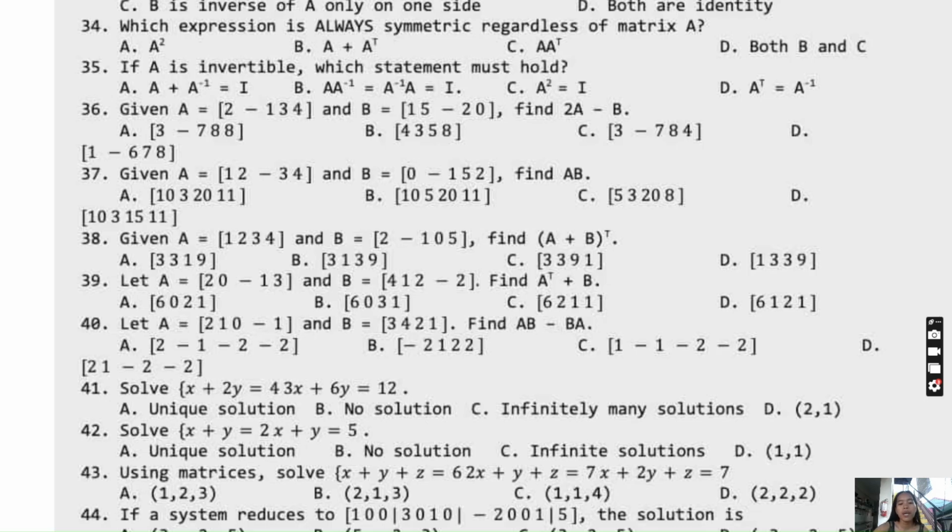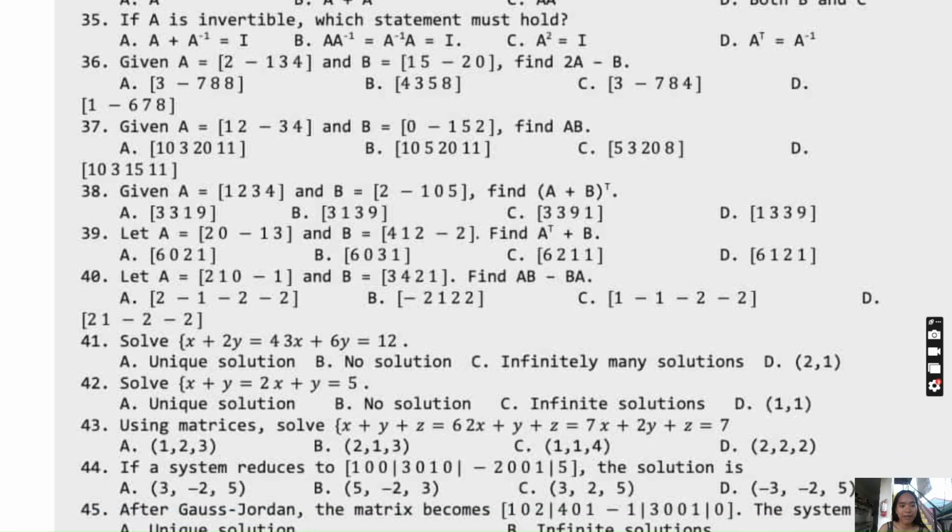For the first one, the transpose of A plus A transpose is equal to A transpose plus A, which is equal to A plus A transpose. And for the second one, A times A transpose, the transpose of A A transpose is equal to A transpose transpose times A transpose, which is equal to A A transpose. Since both expressions are always equal to their transpose, both are always symmetric. That's why the correct answer is letter D, which is both B and C.